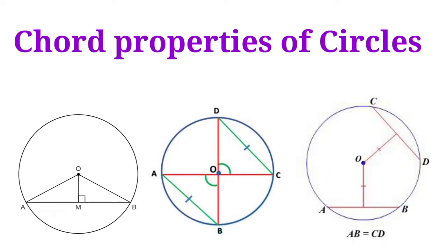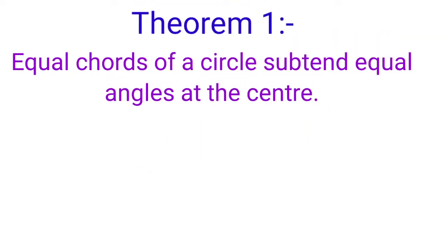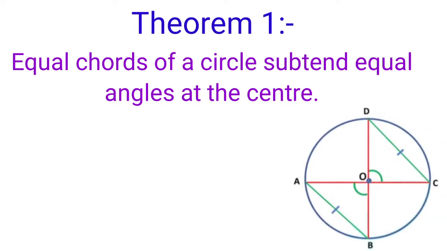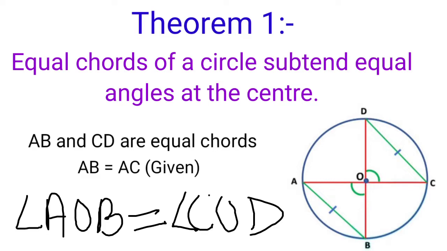Let's understand the chord properties of a circle. First property, theorem 1: equal chords of a circle subtend equal angles at the center. Means, in this picture, in the circle, AB and CD are equal chords. It is given that the chords are equal and we have to prove that they will subtend equal angles at the center O. That is, angle AOB is equal to angle COD.